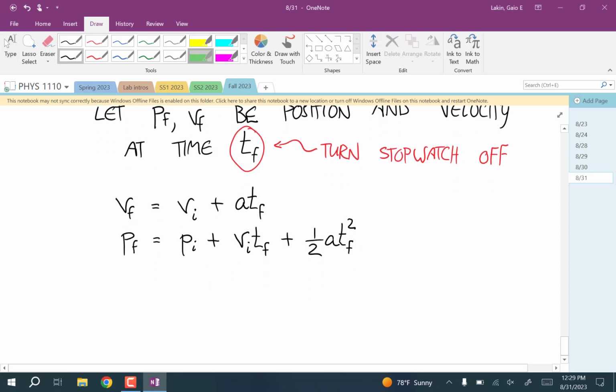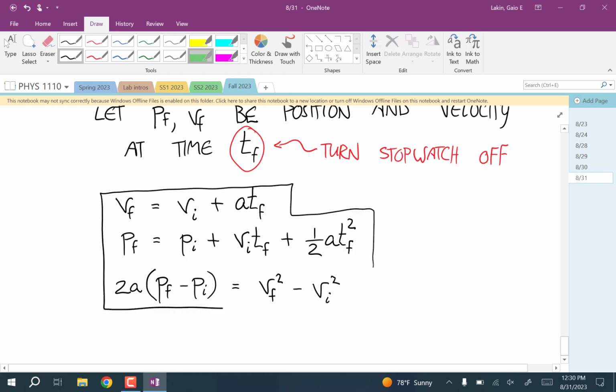And then the last one says 2 times the acceleration times the quantity P final minus P initial is equal to V final squared minus V initial squared. So that's it in 1D. Those are the three constant acceleration equations.